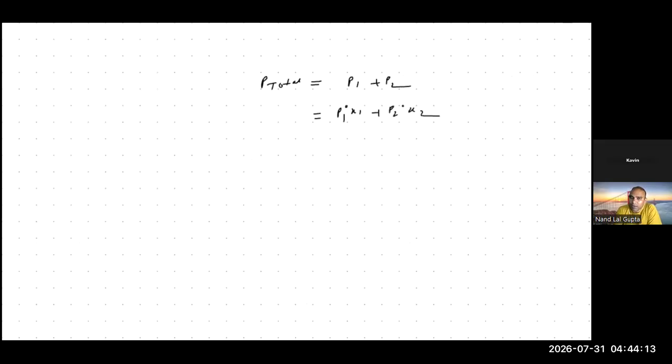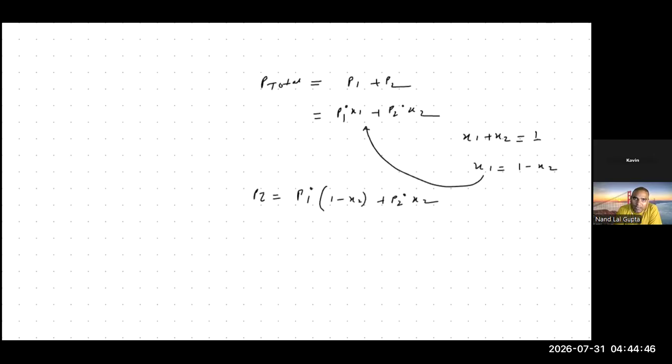One thing you need to keep in mind: what is the sum of the mole fractions, X1 plus X2? The value will be 1. So X1 is equal to 1 minus X2. We are going to plug this value at this place. So P total is P1 not in bracket 1 minus X2 plus P2 not X2. This is one formula you can also use.